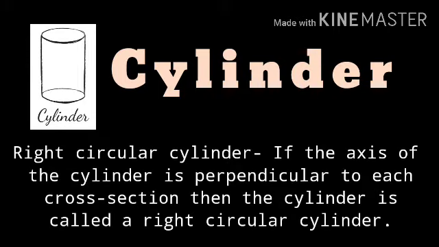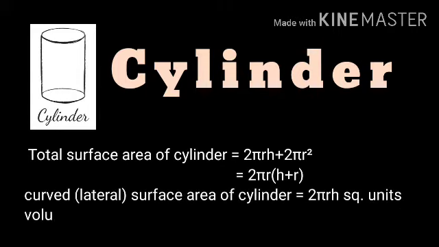Right circular cylinder. If the axis of the cylinder is perpendicular to each cross section, then the cylinder is called a right circular cylinder. See that figure. Bases are circular, top and bottom both are circular. Now the formulas related to the cylinder: total surface area of cylinder is 2 pi r into h plus r. CSA or lateral surface area is 2 pi r h and volume of cylinder is pi r square h. These are the formulas related to the cylinder.